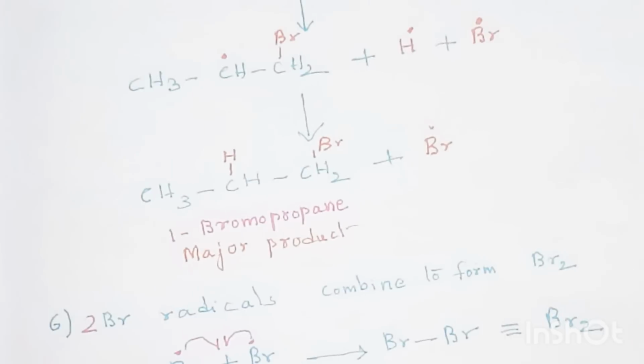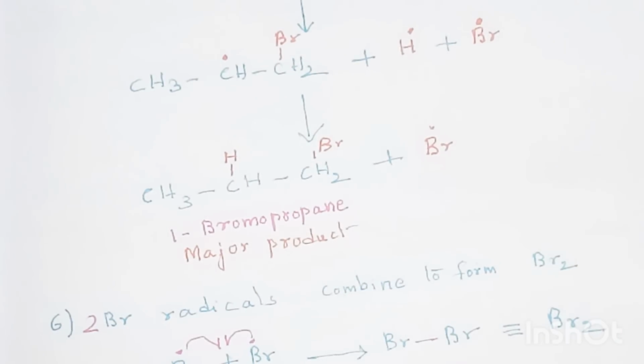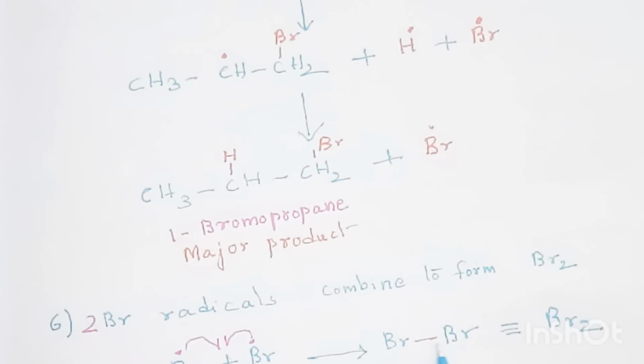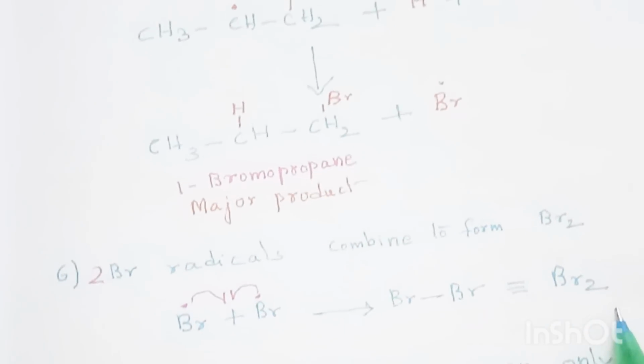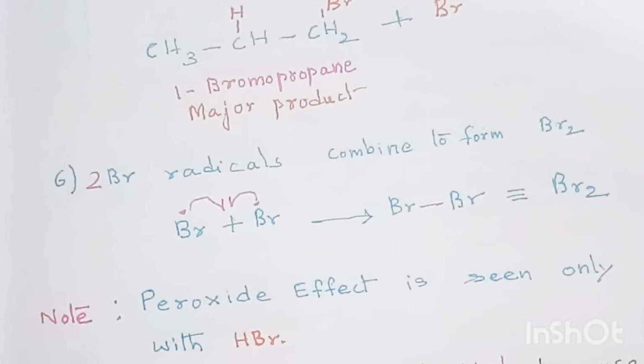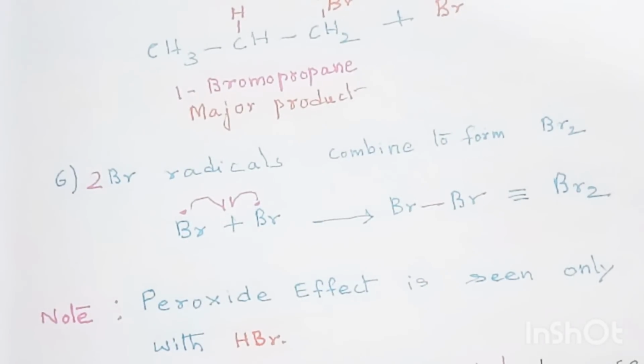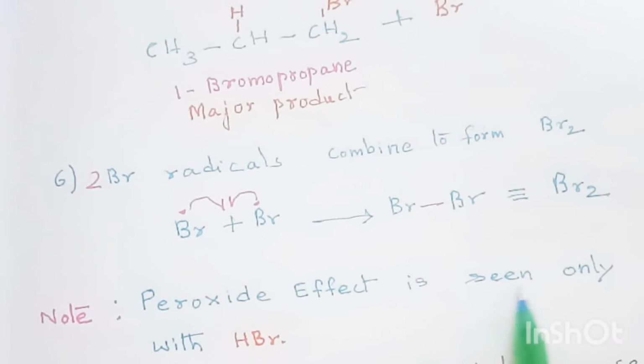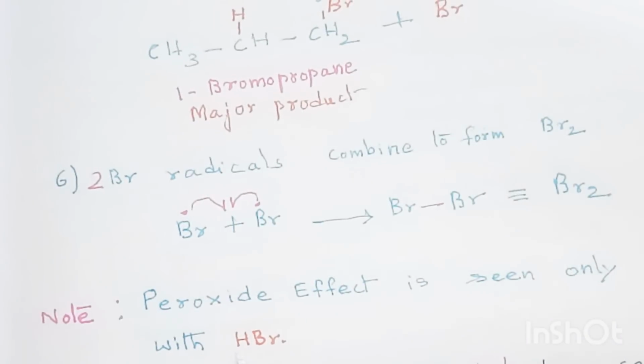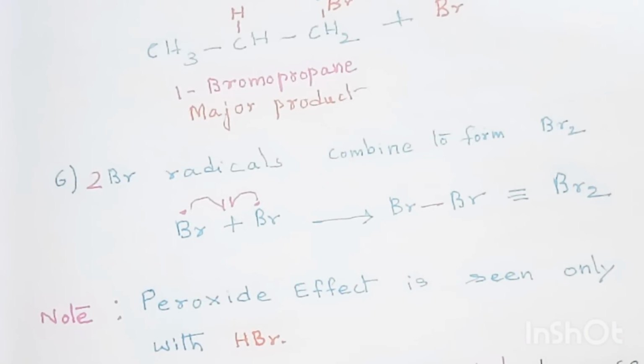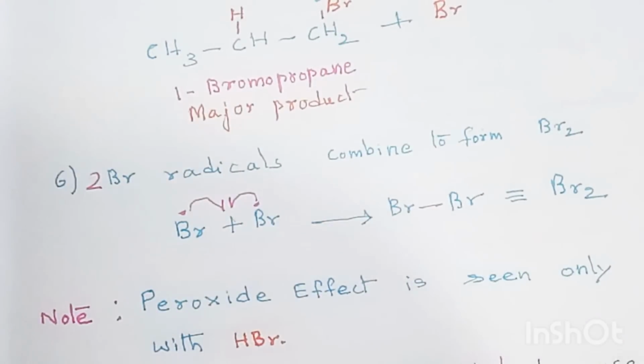Now in the last step, two bromine radicals will combine with each other to form bromine molecule. Bromine radical plus bromine radical will combine to form a bond between them, which is bromine molecule. Let's see the note. The note says peroxide effect is seen only with HBr. It is not seen with HCl and HI.